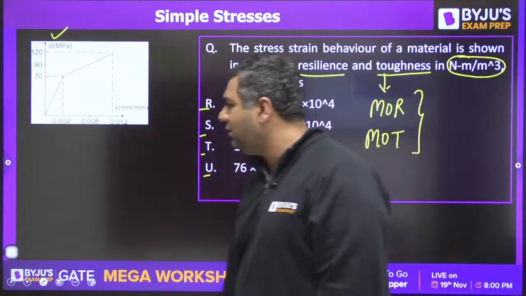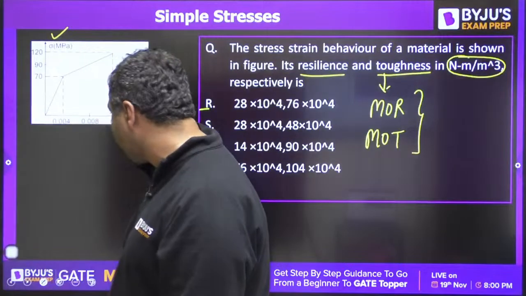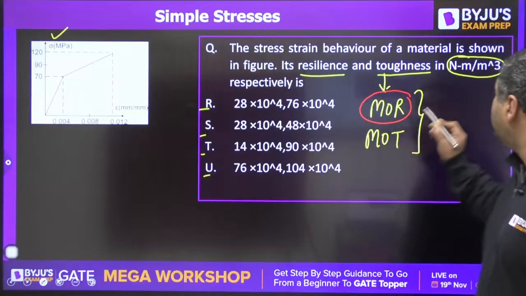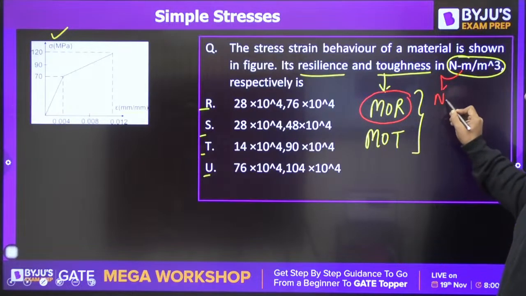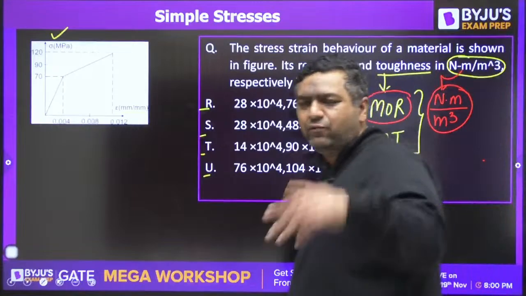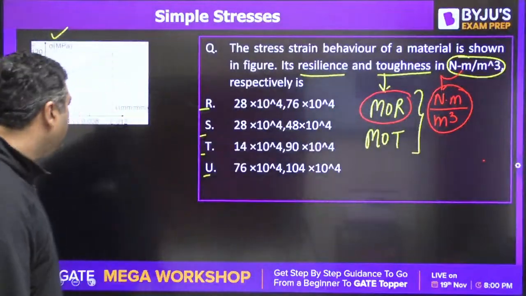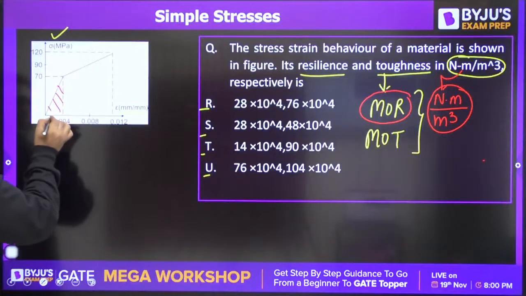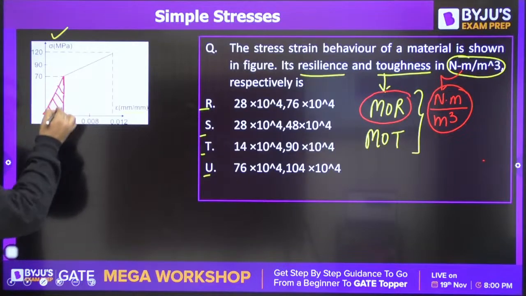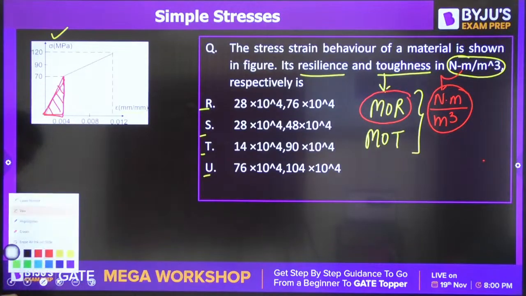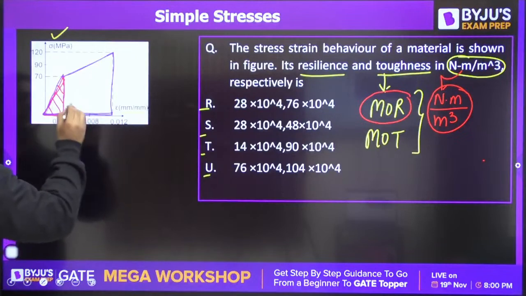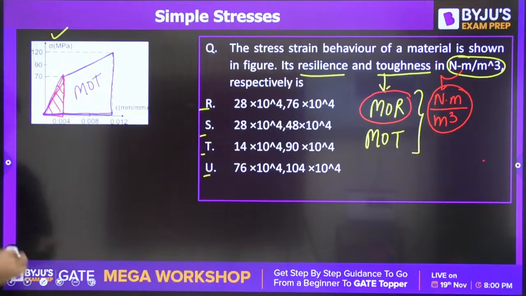So solve this question, guys. This type of question I have done a lot of times for you, and this is from the stress strain diagram. We need to find out the modulus of resilience, not resilience, because resilience is in Newton meter, energy is in joule. Per meter cube means what? It is resilience per volume, which is modulus of resilience. Modulus of resilience is given by this area, so you need to find out this area. And if you want to find out modulus of toughness, then this entire area is modulus of toughness. Okay, so try to solve it.